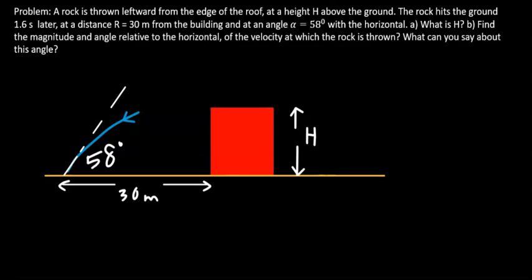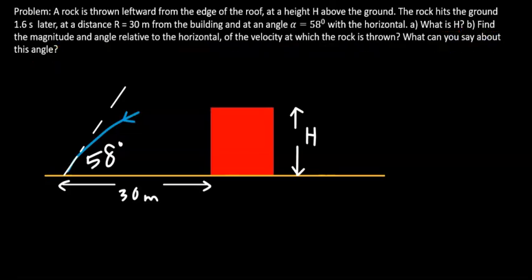A rock is thrown leftward from the edge of the roof, right there, at a height h above the ground. The rock hits the ground 1.6 seconds later at a distance 30 meters from the building. So that's the distance. And at an angle of 58 degrees with the horizontal. What is h? And find the magnitude and angle relative to the horizontal of the velocity at which the rock is thrown. And what can you say about that angle?